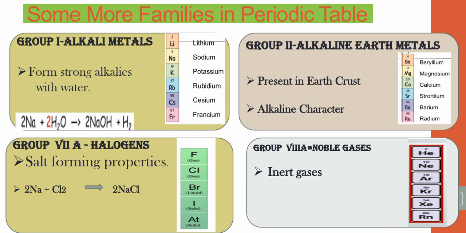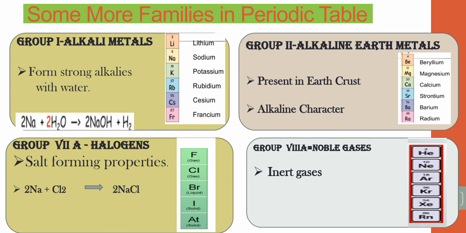Similarly, group 2 elements are known as alkaline earth metals. The reason is that they are present in the earth's crust and they show alkaline character. Members of this group are beryllium, magnesium, calcium, strontium, barium and radium.